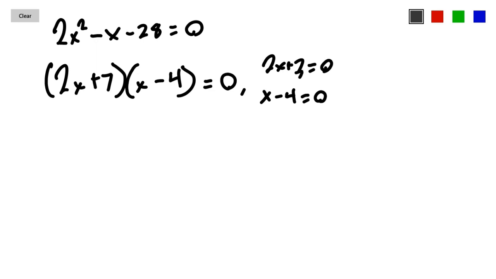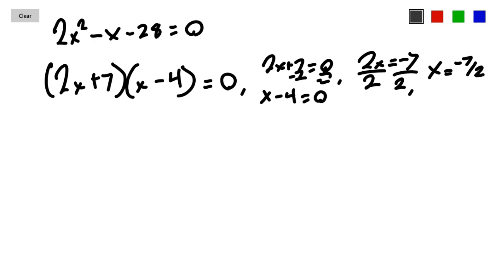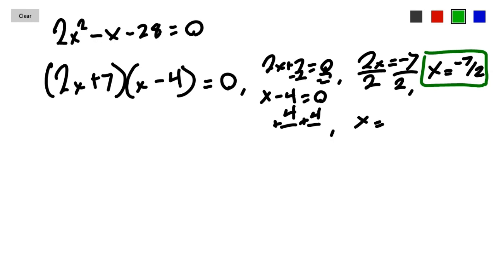I am going to subtract 7 from both sides. So I get 2x is equal to negative 7, and then divide by 2, and I get x is equal to negative 7 over 2. That's my first solution to this equation. And then for the last one, I just add 4 to both sides, and I end up with x is equal to 4. And that's all there is to it.